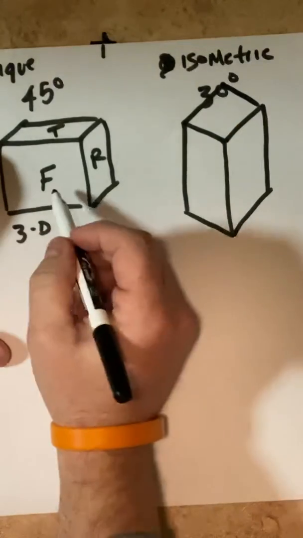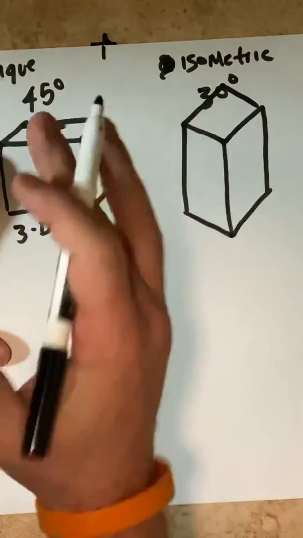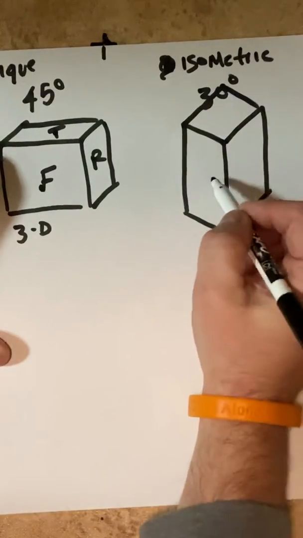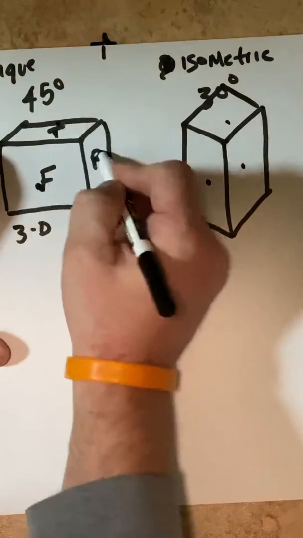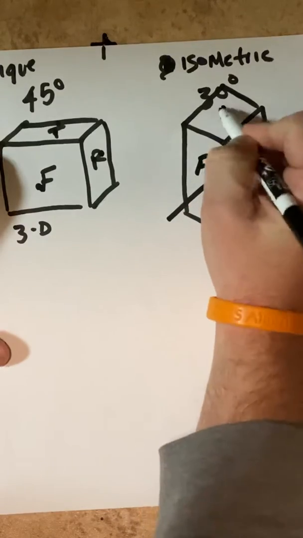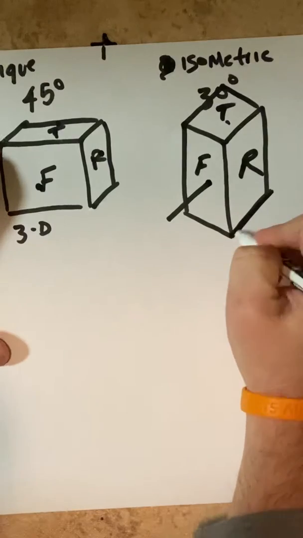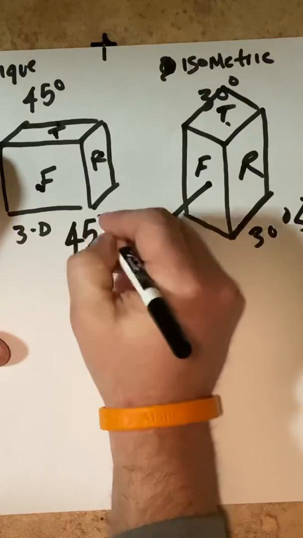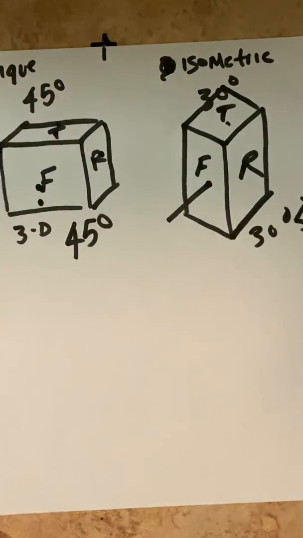Now the oblique, the front was normal, and the top and the right side were a little bit skewed, distorted. On the isometric, all sides are distorted. So, whereas this is the front, this is the top, and this is the right on the oblique, on the isometric, this is the front, this is the top, and this is the right. Again, isometric, 30-degree angles, oblique, 45. The fronts are different. Yes, they're both 3D.